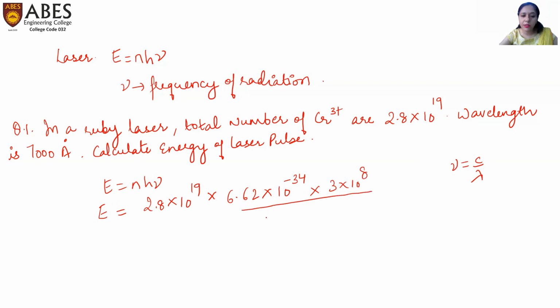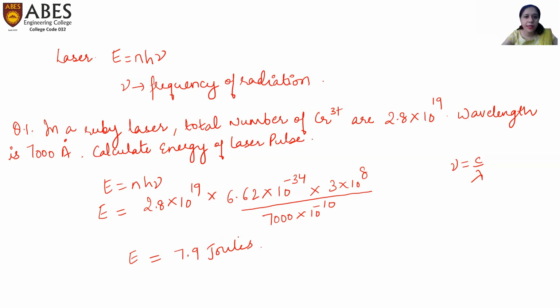We can convert it into the meter scale, so it will be 7,000 into 10 raised to the power minus 10, so that we can get the energy directly in joules. On solving this, we are going to get energy as 7.9 joules. So you can have a look, it's one of the easiest formulas and easiest calculations. We only have to find the energy of the laser pulse.